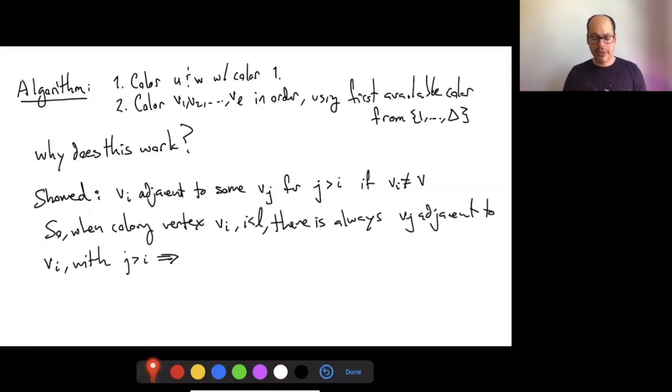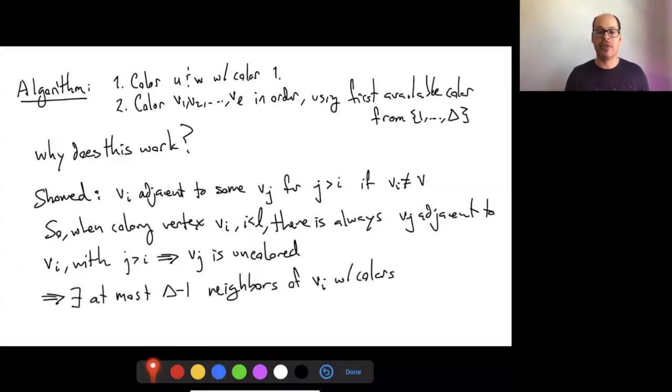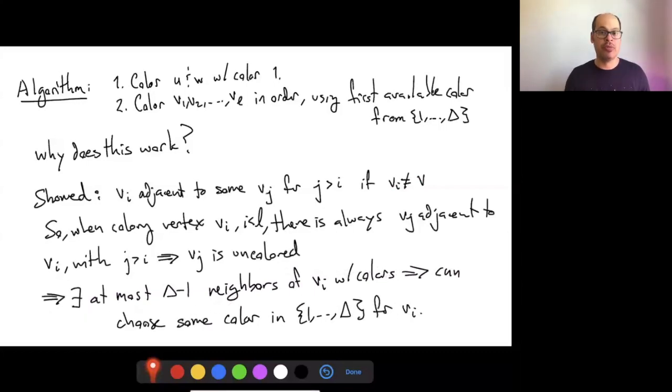But what that means is that when we're coloring this vertex vi, there's something adjacent to vi with a bigger index, and that thing has not yet been colored, since we're coloring them in order. Because it's not colored and it was adjacent to you, the vertices adjacent to vi that have been colored are at most delta minus 1 in number. And therefore, there's at least one color from 1 through delta that hasn't been used, and we can continue the process and use that to color vi.